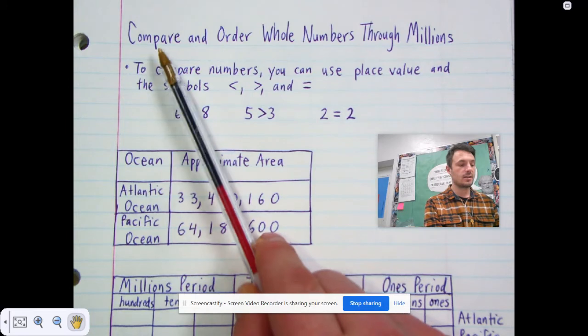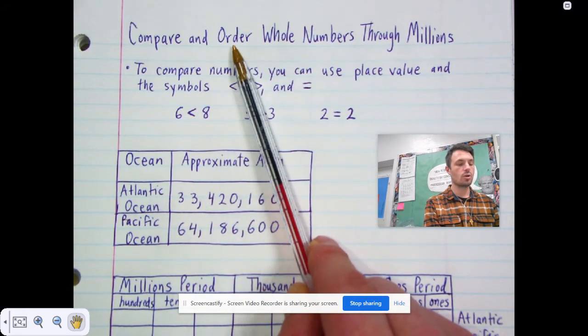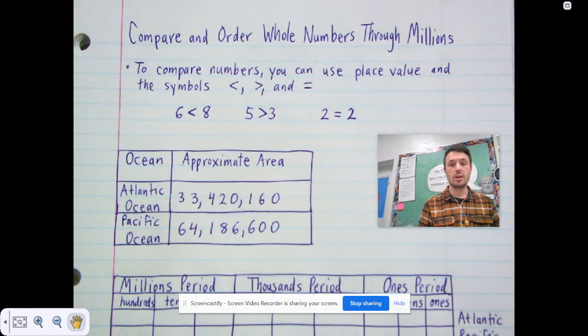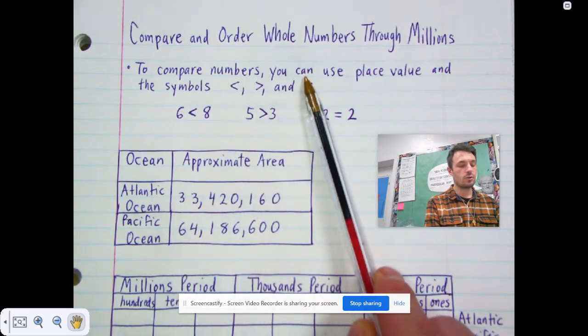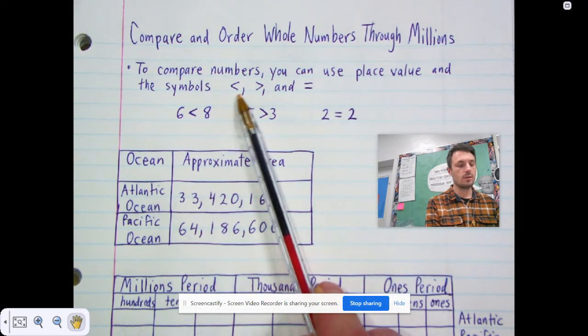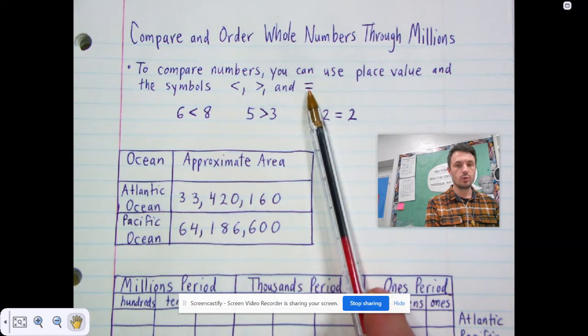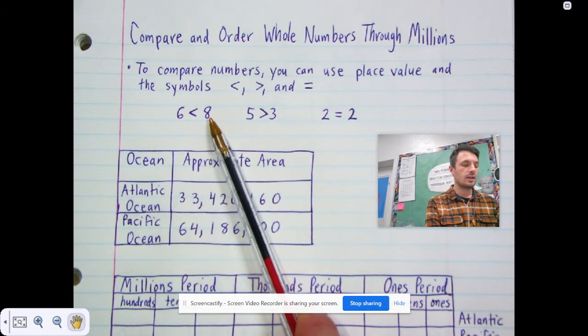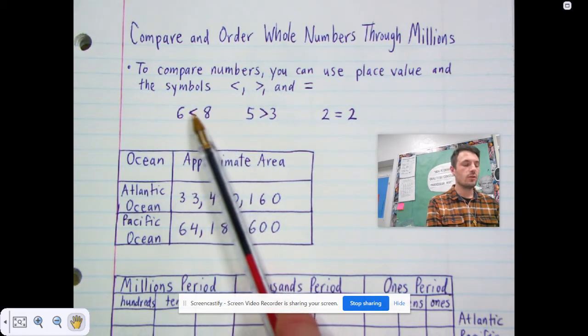Today's lesson is compare and order whole numbers through millions. So this is another place value lesson. To compare numbers, you can use place value and the symbols greater than, less than, and equal to. So the greater than sign means that one number is greater than the other.